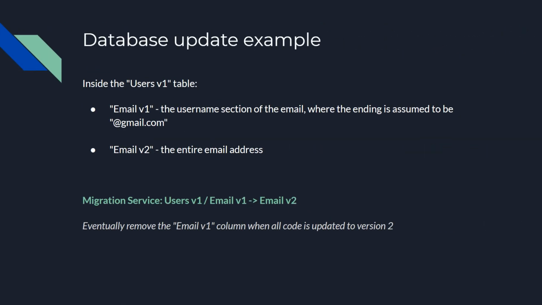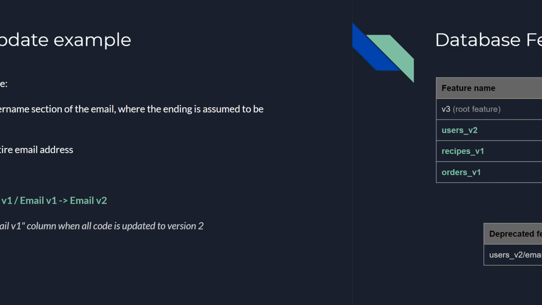If we now need to make changes to the format or structure of a table, we can add a new column with a unique version. For example, we may have an email version 1 column which simply holds the username section of the email, and it is assumed that the end of the email is at gmail.com. But now we need to support other email providers, so we create an email version 2 column which holds the full email address. We can then create a migration service which maps version 1 to version 2, and we can eventually remove version 1 once all the code is updated.